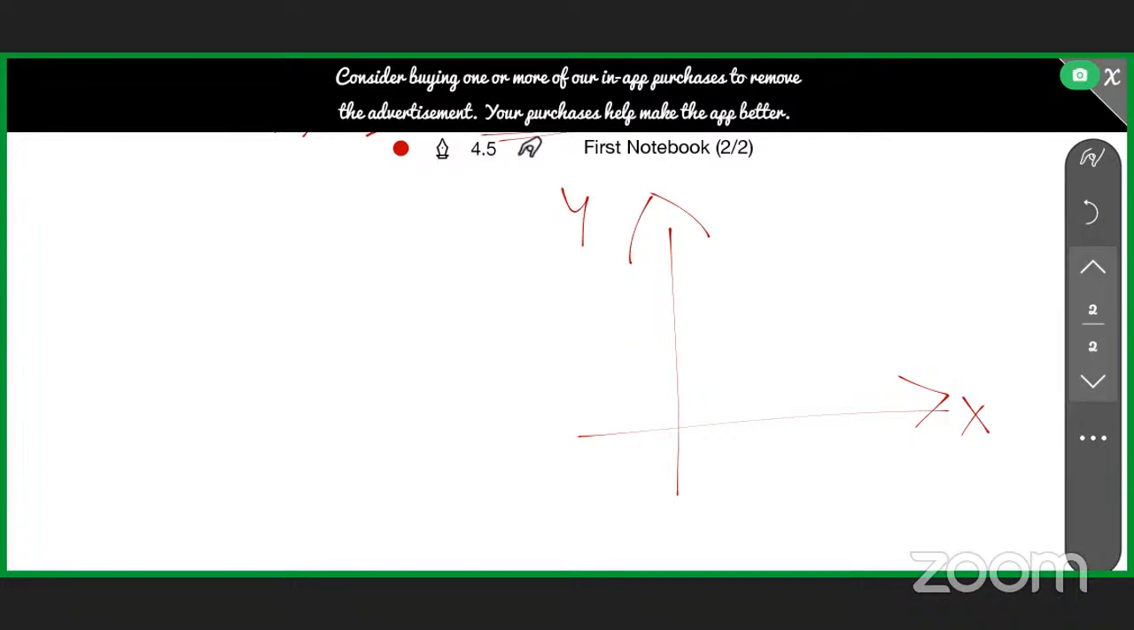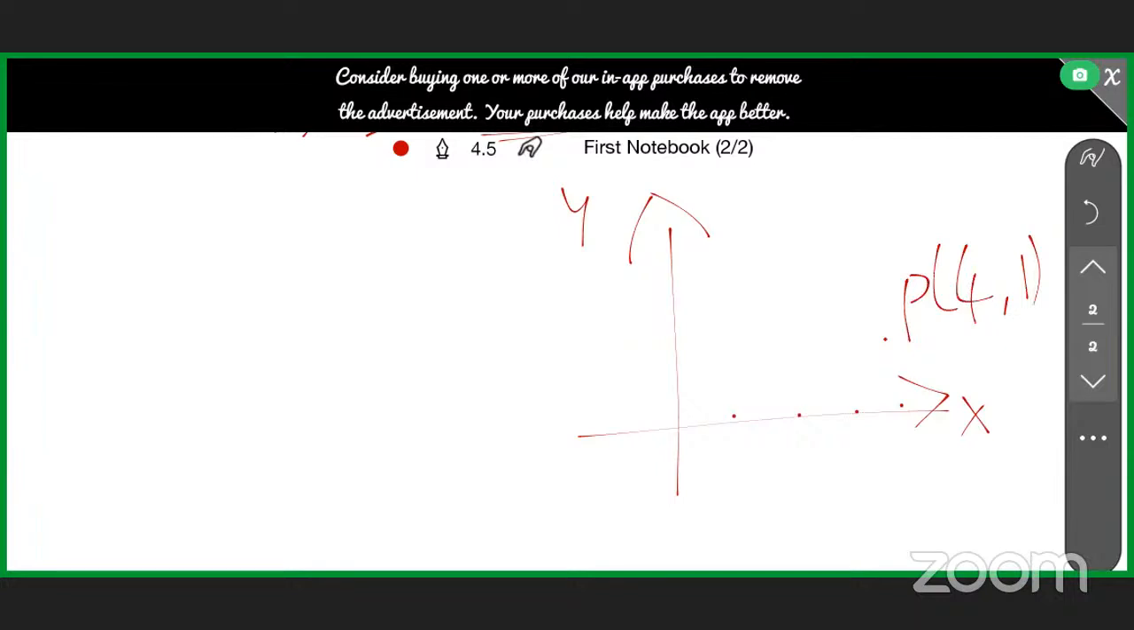Now they are telling that there is a point (4, 1). Now I have to mark the point (4, 1). Let us take some point here as (4, 1). Let us take this as P(4, 1). This is my point now.